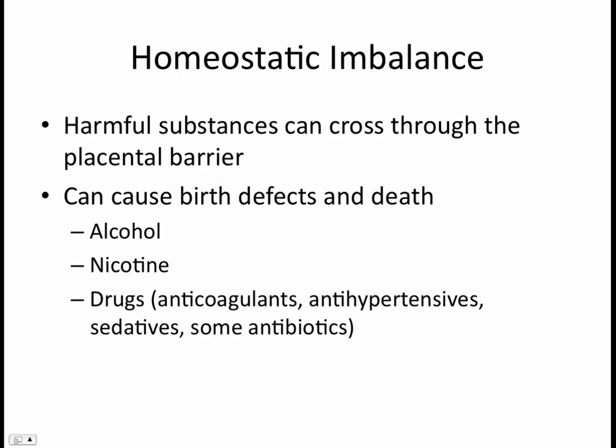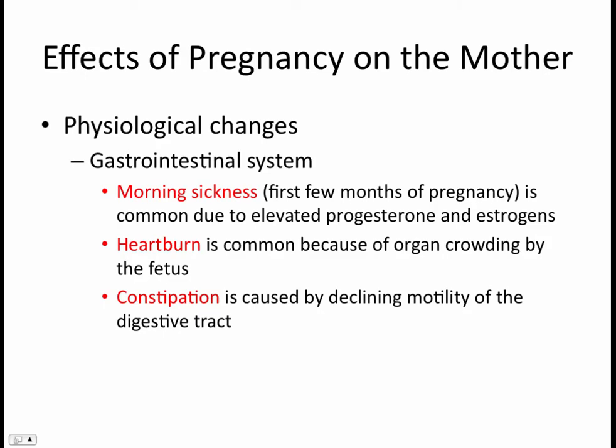Of course, because we have that blood barrier between the mother and the fetus through the placenta, we can also allow different things that the mom ingests to reach the embryo or the fetus, which can cause birth defects and even death. So alcohol, nicotine, and drugs can all cross from the mother into the fetus. Let's look at the physiological changes that occur in the mother.